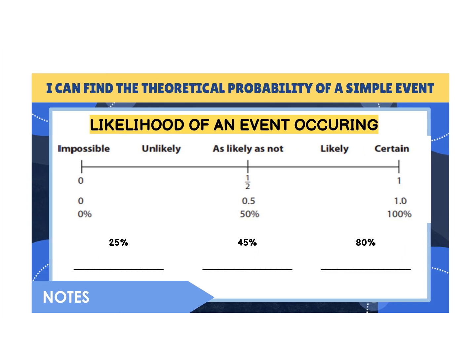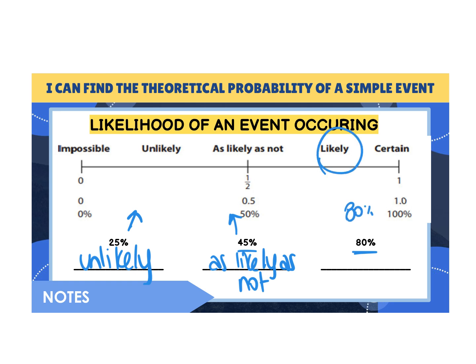So if we're looking at 25% would be in here. We would call that unlikely. 45% would be right about here. We can say as likely or as not or equally likely. It's close to 50%. And 80% would be around here, right? Which would be likely. It would likely happen.